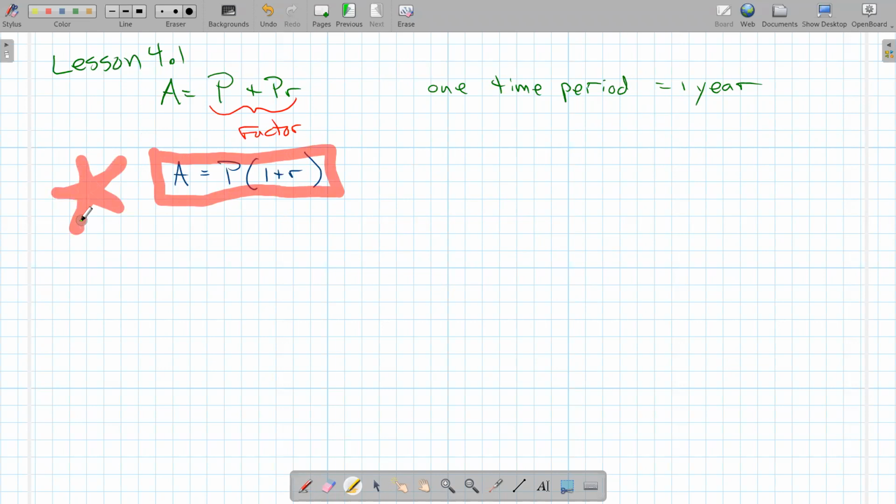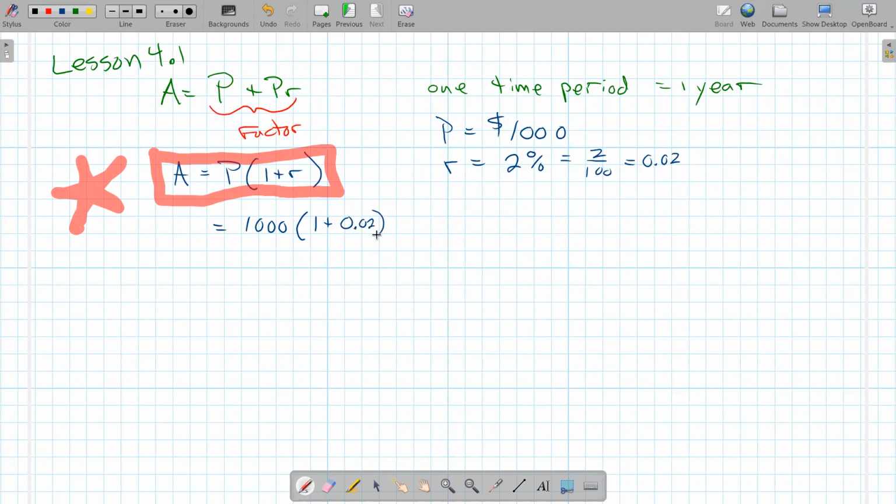Big star in your notebook on that one right there. So let's see, what do we know? We know that P, we are starting with $1,000. For R, that's our annual percentage rate, is given at 2%. So applying this formula right here, I have $1,000, and we're going to use the better formula right here, the factored version, times 1 plus 2%, and that's got to be a decimal. 2 divided by 100 is 0.02.